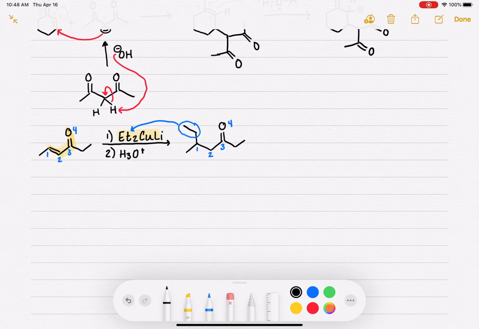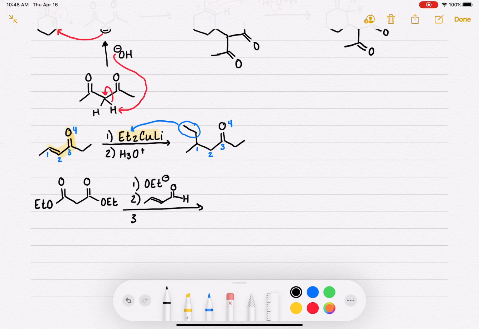Now, second thing, this right here tricks me every time. This is a really sneaky way of somebody presenting a Michael addition reaction to you. So this is going to be written as 3 steps. Step 1 is this ethoxide. Step 2 is this conjugated aldehyde alkene thing. And step 3, hydroxide or hydronium ion.